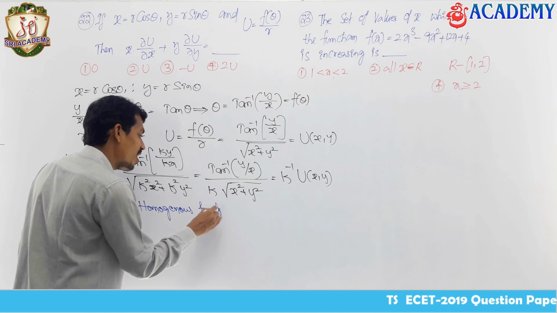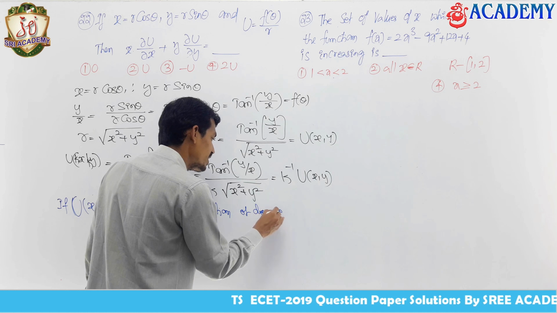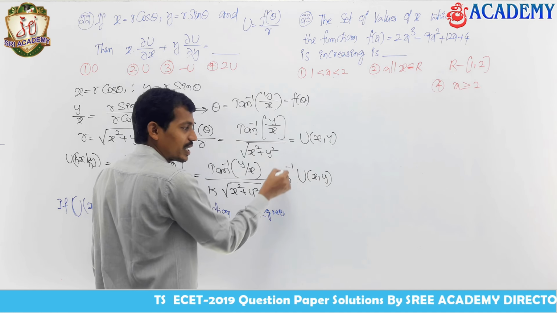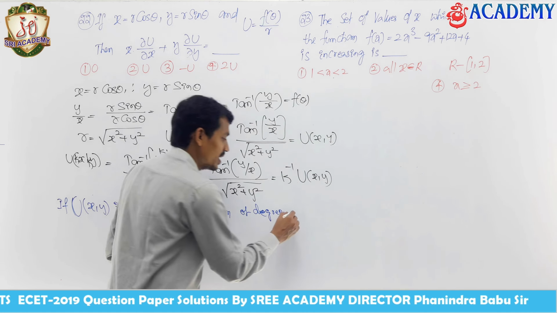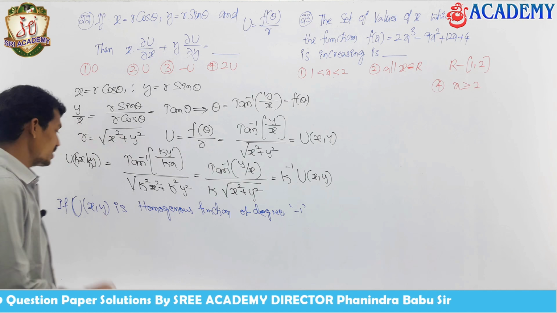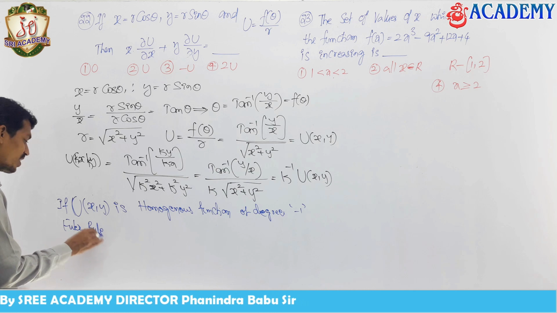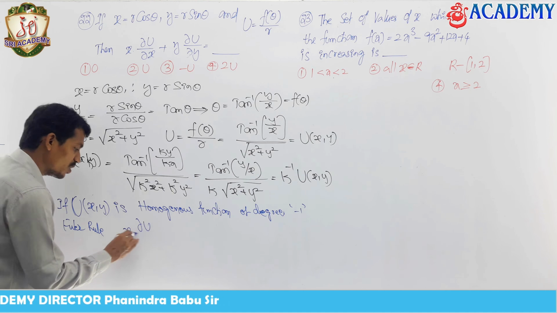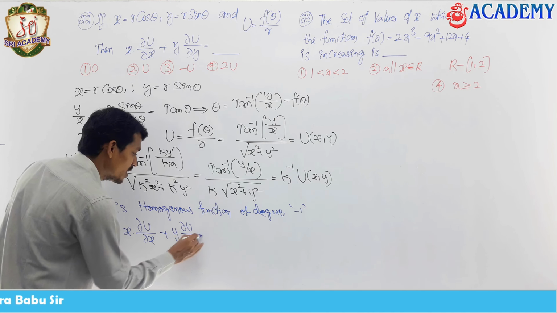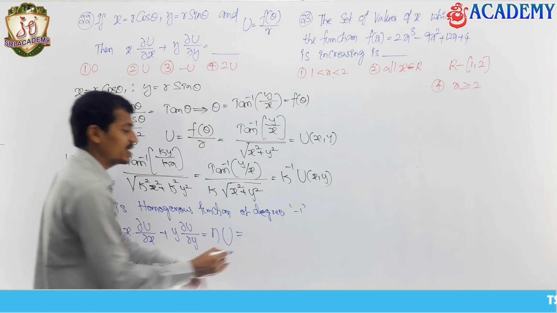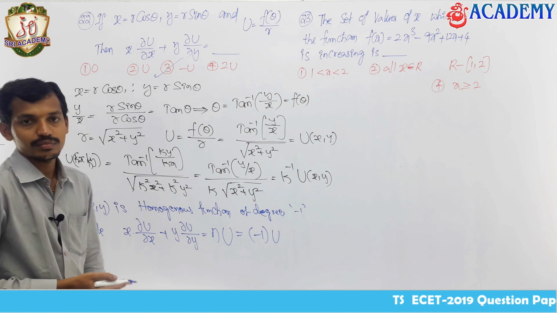Homogeneous function of degree n is nothing but k power n into f of x comma y; then it is said to be a homogeneous function of degree n. Here n is nothing but minus 1. Then Euler's rule for u is nothing but x into dou u by dou x plus y into dou u by dou y is nothing but n into u. Here n is nothing but minus 1, so minus 1 into u. That's why the answer is going to be minus u.